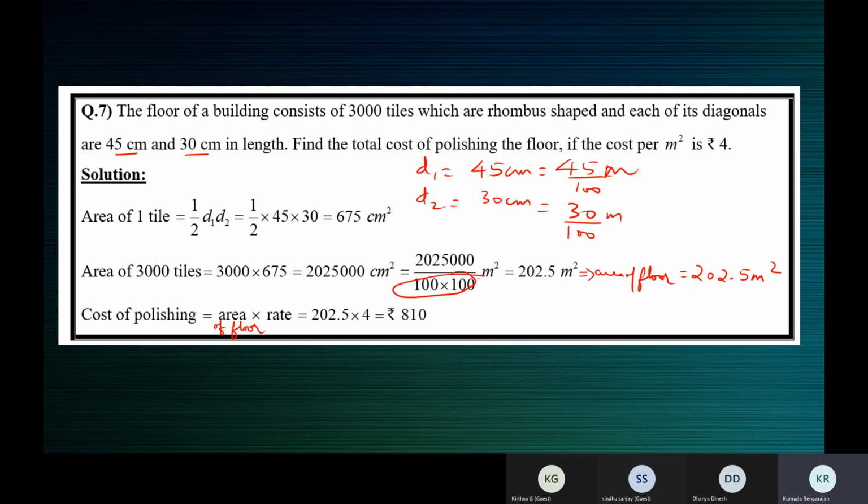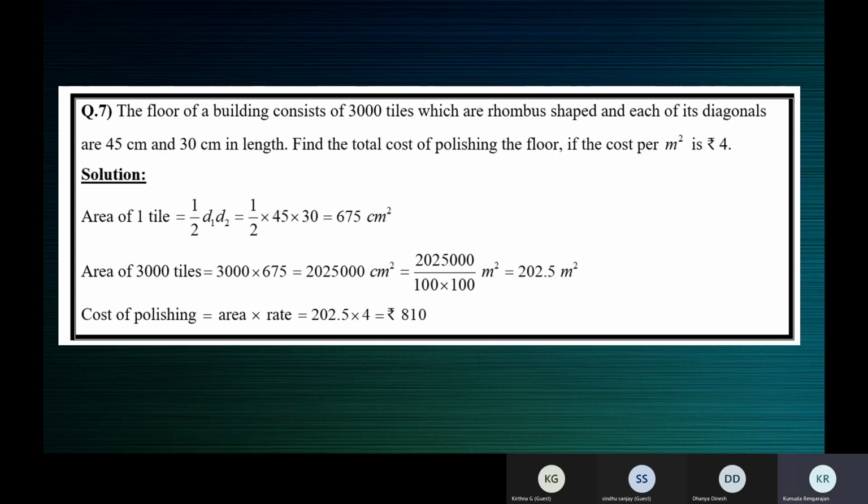Tiling is done in the area portion, not the perimeter. Tiling is not done along the boundary. So we have to find the area of one tile, multiply by 3000 to get the area of 3000 tiles, which is nothing but the floor area. But that is in centimeter square, so convert it to meter square and then multiply by the rate to get the total cost.